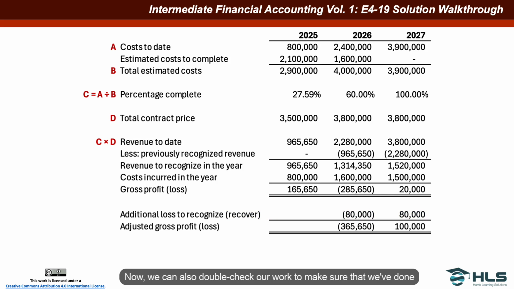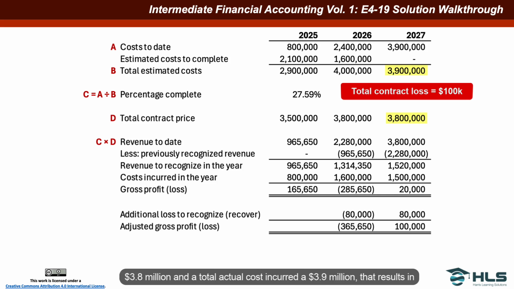Now we can also double check our work to make sure that we've done all this correctly. If by the end of the contract, the total contract price is $3.8 million and the total actual costs incurred of $3.9 million, that results in a total loss on the contract of $100,000. What we can do is track our cumulative profit and loss each year to see if we end up with a cumulative profit or loss that matches what the actual profit or loss is, as I just calculated. So for 2025, the cumulative profit is only the first year, $165,650.